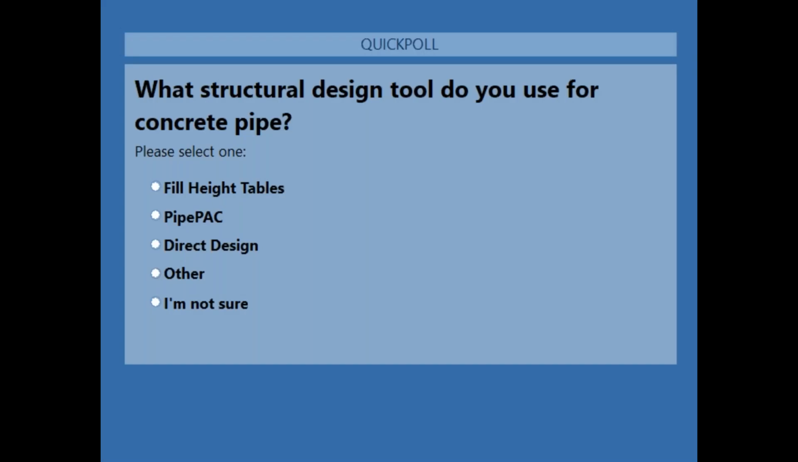Okay, so this one is, what structural design tool do you use for concrete pipe? Paul went over a couple of different options. In your jurisdiction, do you use fill height tables? Do you use the software that Paul showed us, PipePack? Do you require direct design for concrete pipe? Do you use something different, other? Or I'm not sure.